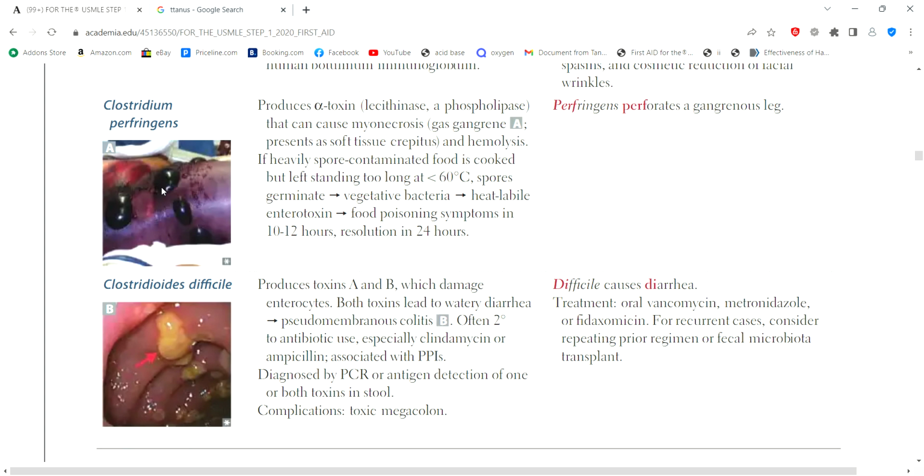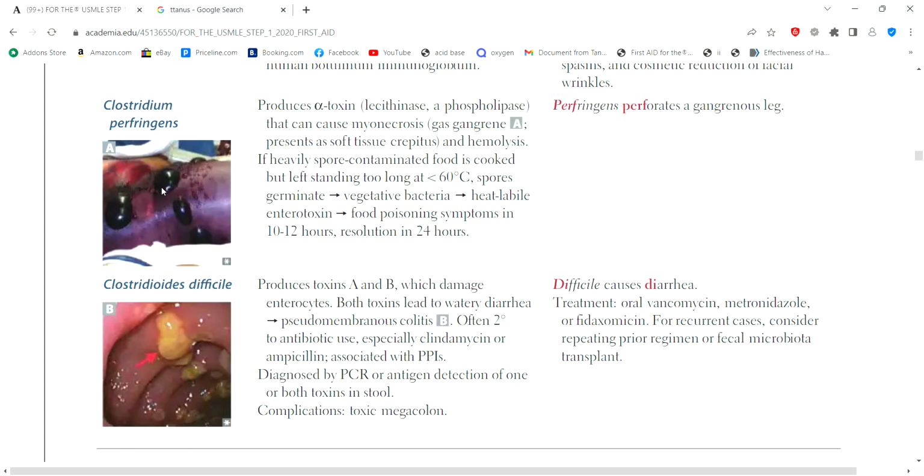Okay, alpha toxin breaks down phospholipids by using phospholipase. If food is contaminated with spores and cooked but left out too long at less than 60 degrees Celsius, then spores can germinate in this environment. Spores can develop into bacteria, and bacteria that grow from spores are called vegetative bacteria. These bacteria can make toxin, and this heat labile enterotoxin can give you diarrhea. Okay.